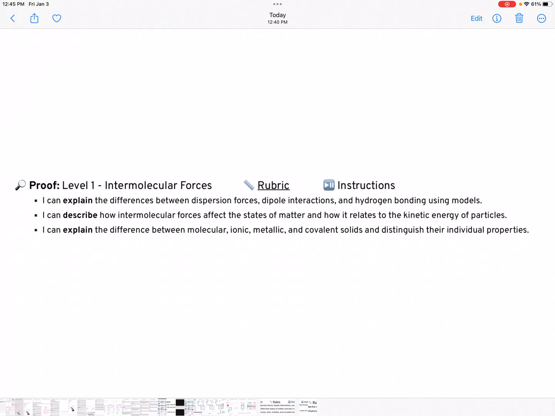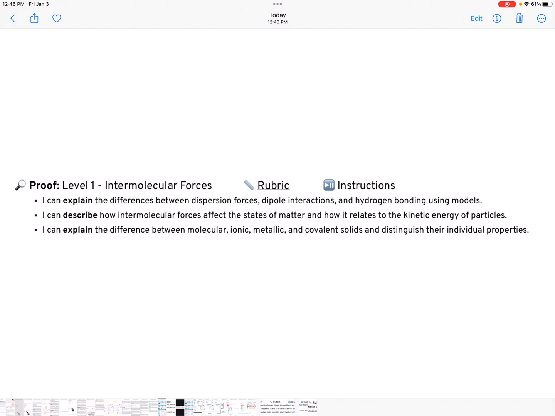I'm teacher Mr. Flynn, and today we're going to be reviewing and giving instructions on how to do the level 1 proof for intermolecular forces. Basically, the first 2 points are directly from your notes. Like, I can explain the difference between dispersion forces, dipole interactions, and hydrogen bonding using models. Well, those models, I kind of drew them out with you, okay?